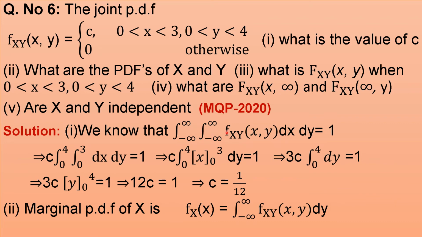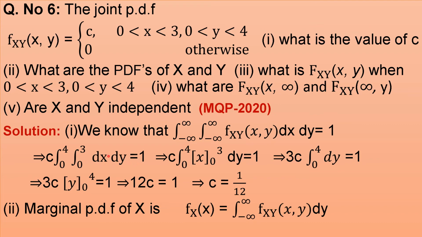The inner integral can be with respect to x and the outer integral with respect to y, or vice versa: inner integral with respect to y and outer integral with respect to x. Here we have taken the inner integral with respect to x, so x is from 0 to 3. The outer integral is with respect to y, so y is from 0 to 4. Then fxy of x comma y is c, which is straight away taken outside the integral sign. So c into integral 0 to 4, integral 0 to 3 dx dy is equal to 1.